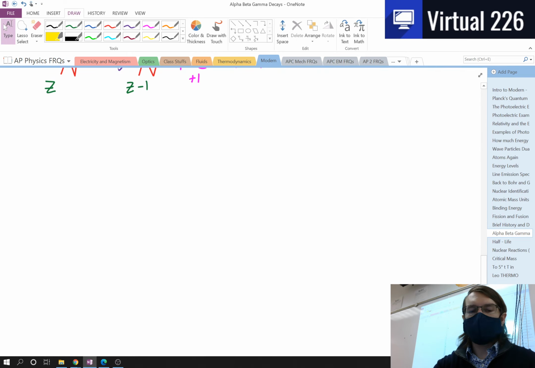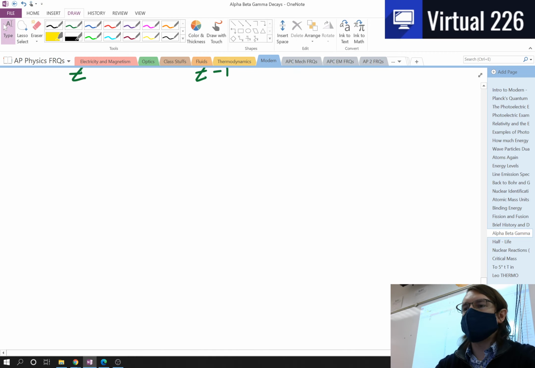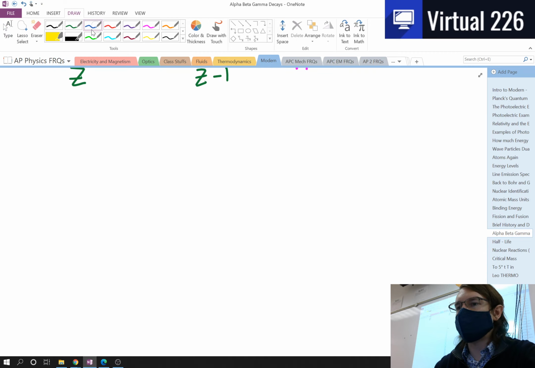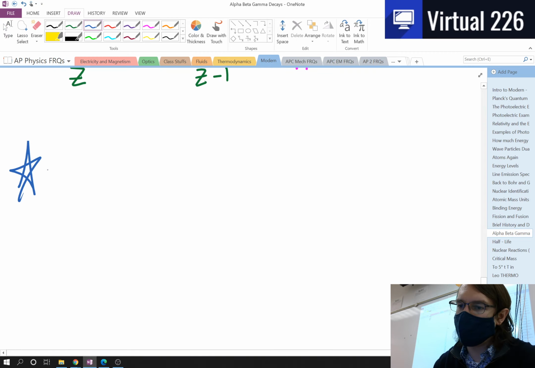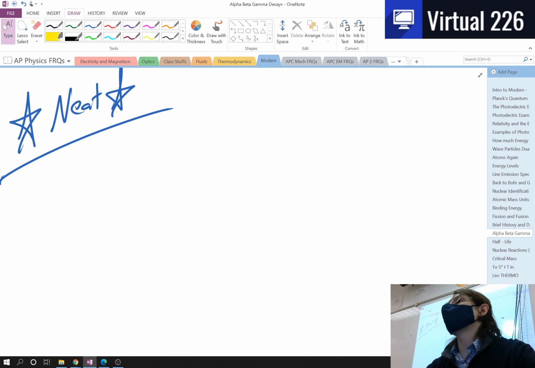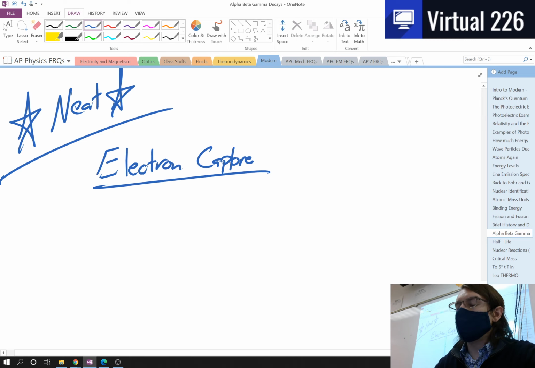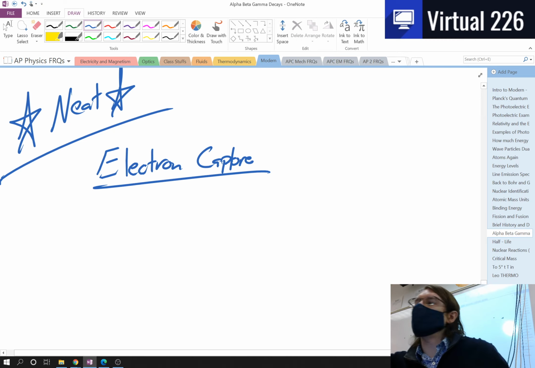Now, something that we have that is rather strange, and is very rarely brought up within the AP Physics 2 class, but it is something that exists, so we'll just put a star by it. This is not needed, but it's neat. I just like them because they're neat. There is something referred to as an electron capture. And an electron capture is exactly what you think it might be.